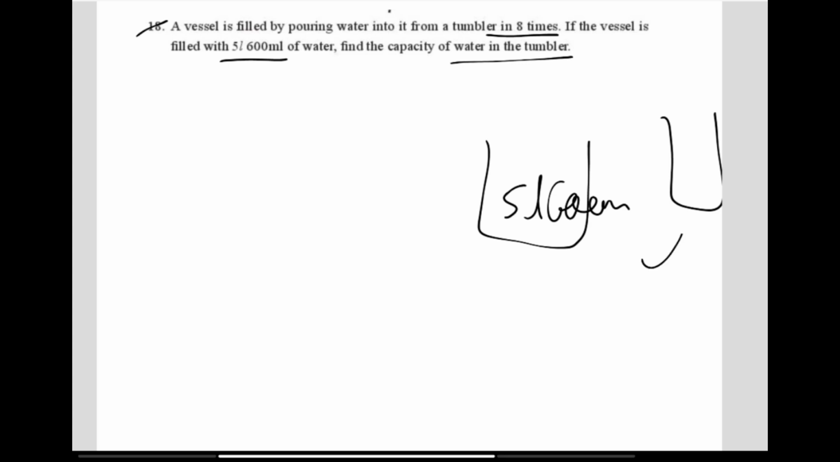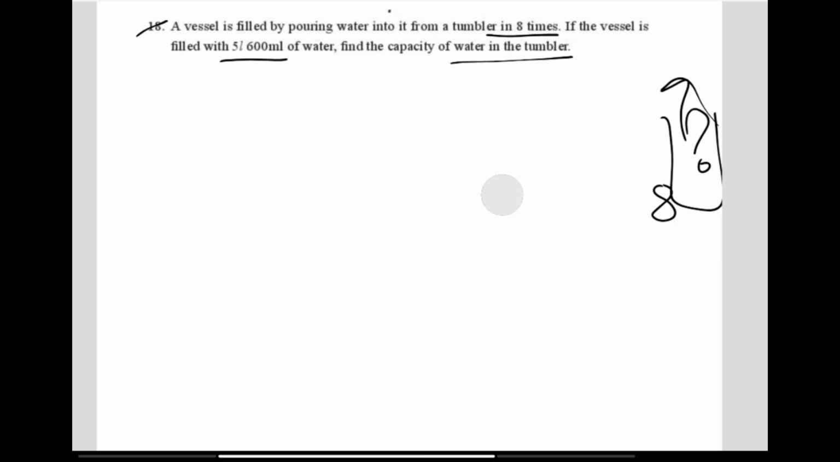Okay, let's do it here. Vessel, what is the vessel capacity? A vessel is filled by pouring. Suppose a vessel is there and its capacity is 5 liter 600 ml. By taking this vessel, we are pouring it into the tumbler 8 times. We don't know the capacity of the tumbler, but we are pouring this quantity into the tumbler 8 times. We have to find out the capacity of the tumbler. Okay, is that clear to you?